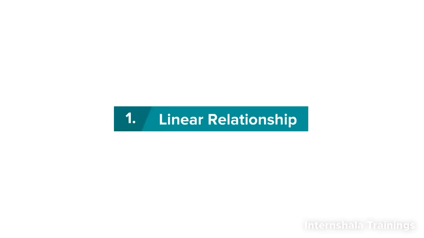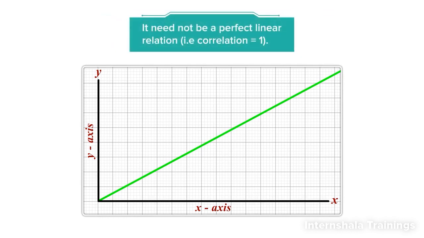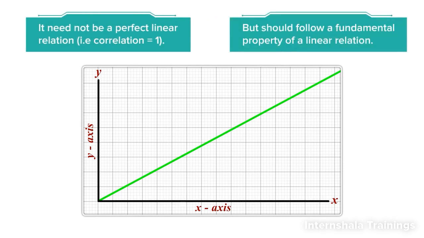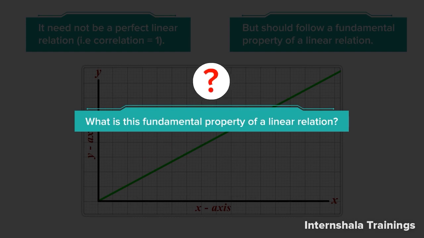The first assumption for the linear regression is the most obvious one. The target and the independent variable should have a linear relationship between them. It need not be a perfect linear relation, that is, correlation equal to 1 in the strictest sense, but should follow a fundamental property of a linear relation. Now, what is this fundamental property of a linear relation? You might ask.